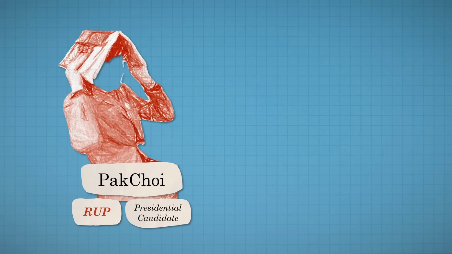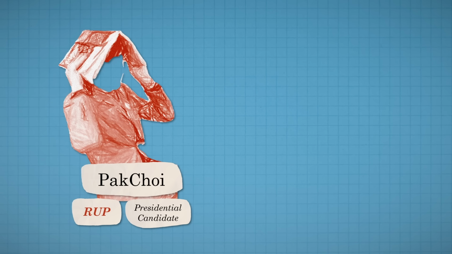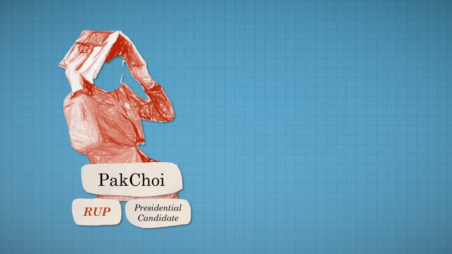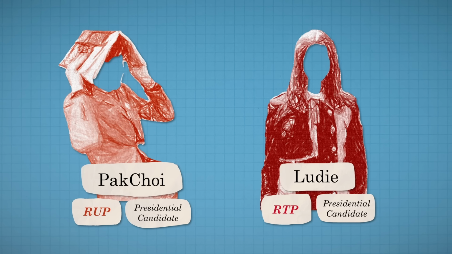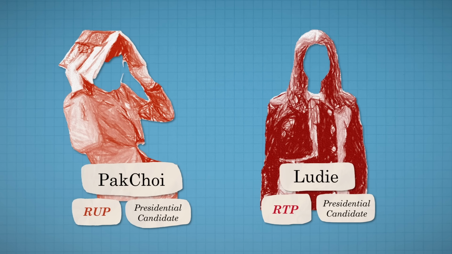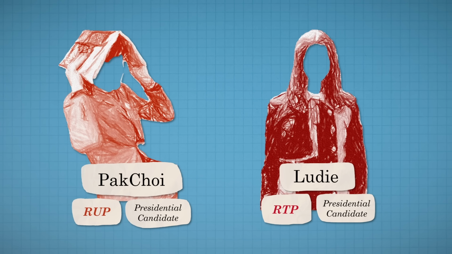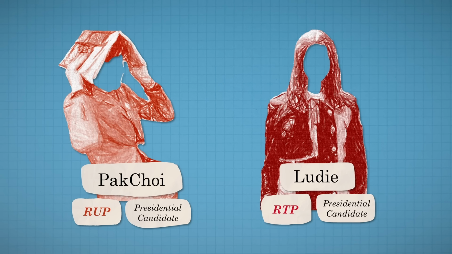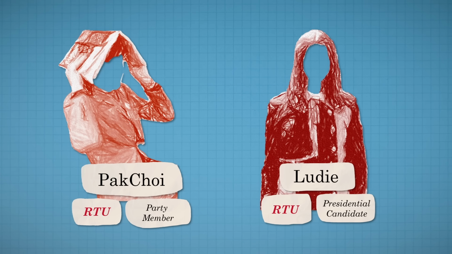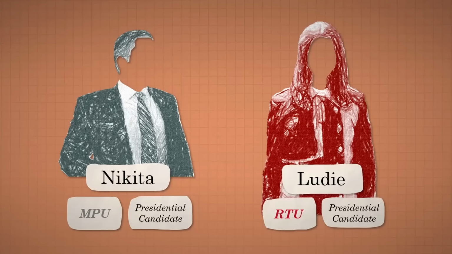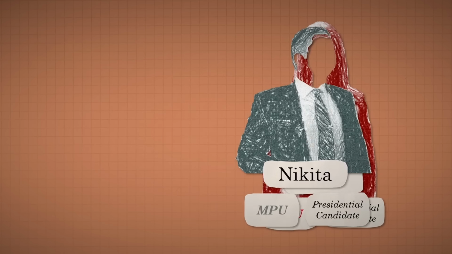When Pak Choi, another prospective candidate, set out his intentions to run for the presidency and form the left-wing Red Union Party, Ludi acted swiftly and urged Pak Choi to join her party instead. After some discussions, the two parties merged, and the Red Torgy Party became the Red Torgy Union. With their power bases consolidated, the two major candidates began duking it out.